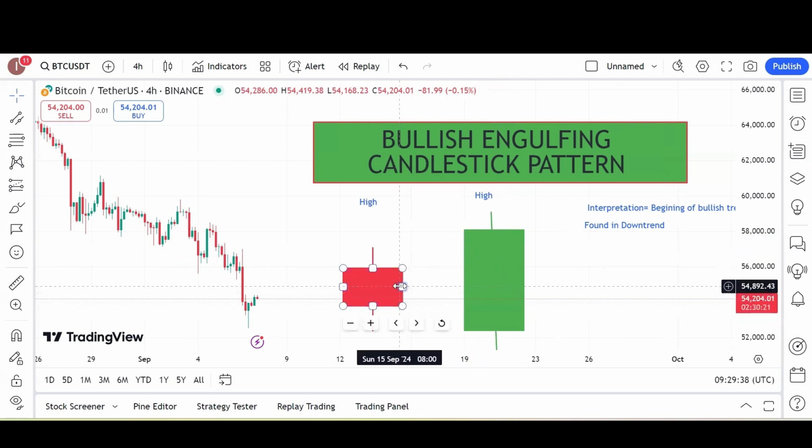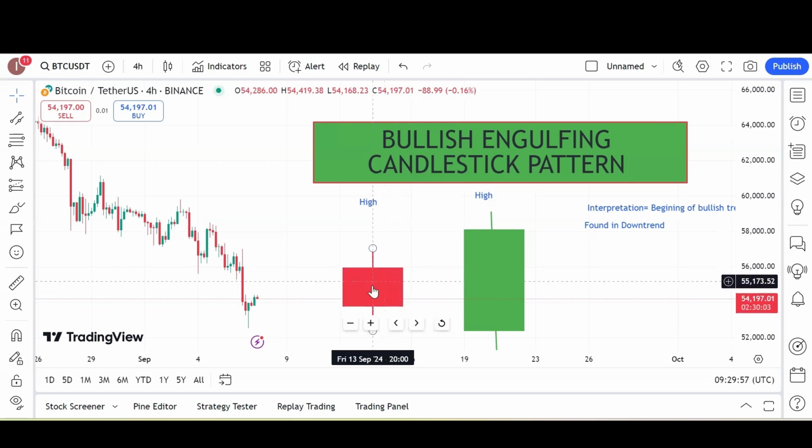smaller red candlestick. This pattern usually occurs in a downtrend, and the interpretation of this candle indicates the beginning of a new bullish trend, which means the buyers have turned optimistic. The key requirement for this pattern is that the market must be in a clear downtrend.